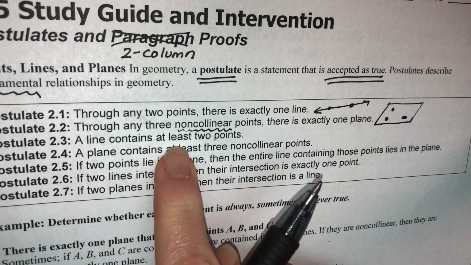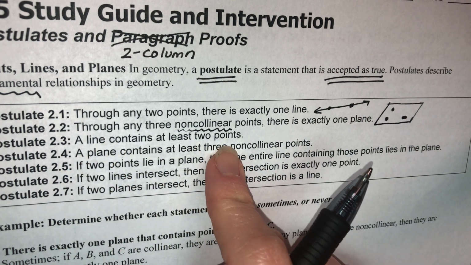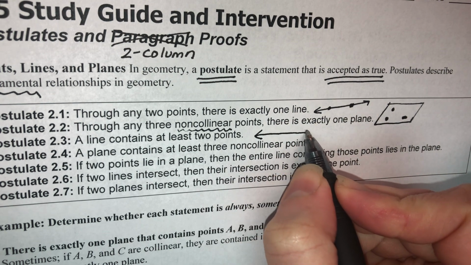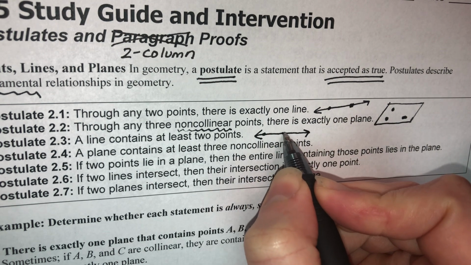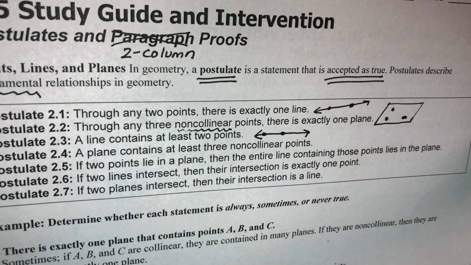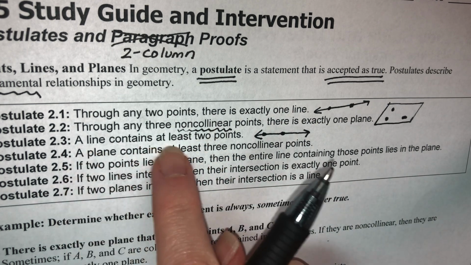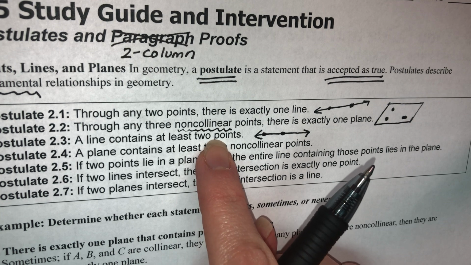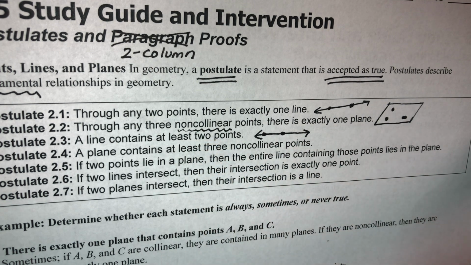A line contains at least 2 points. Well, that's pretty basic because when we talked about a line, we talked about how there's an infinite number of points on a line because it just extends forever. It's an infinite array of points extending in opposite directions. So it does have to contain at least 2. Now what that means is a line cannot contain just 1 point. If you just have 1 point, you can't say, oh, that makes a line. You have to have at least 2 points to create a line.